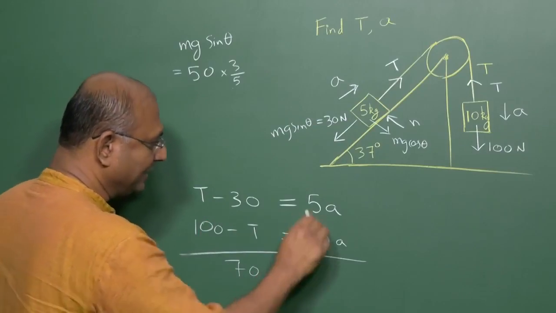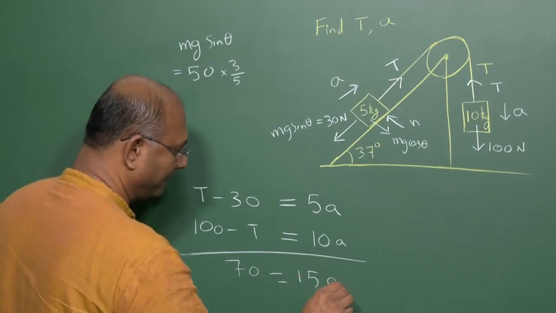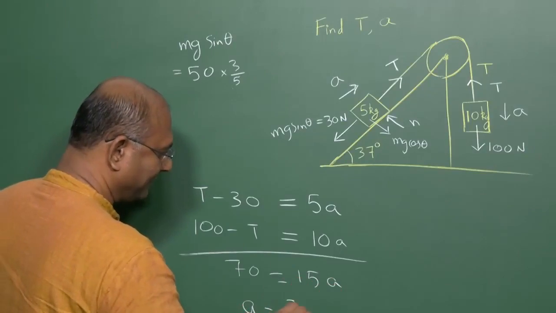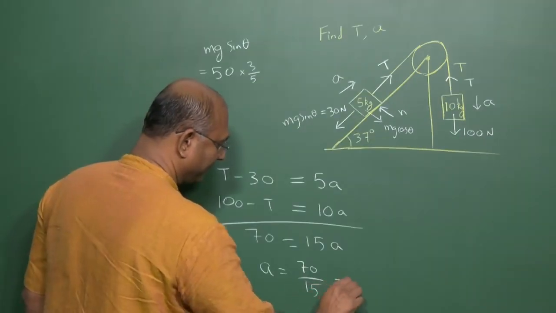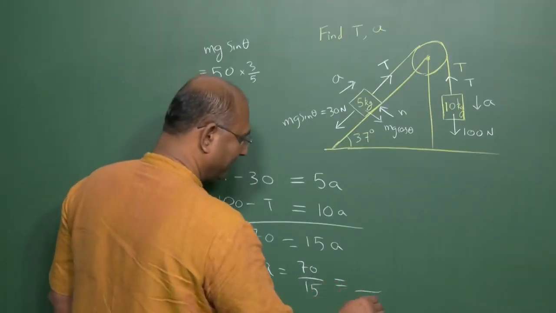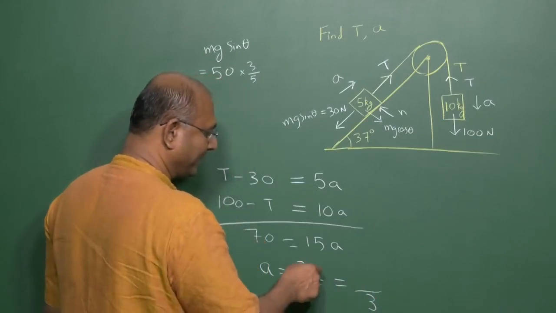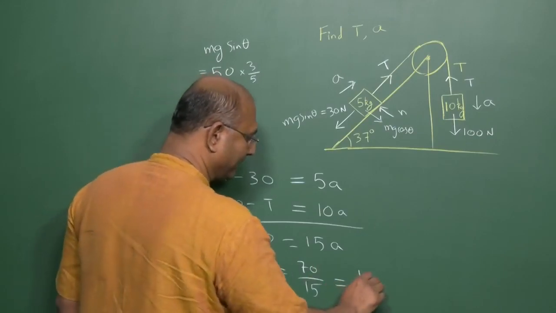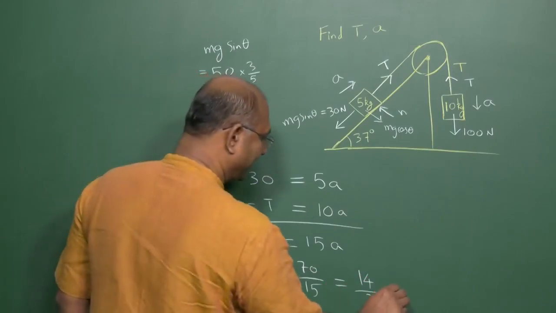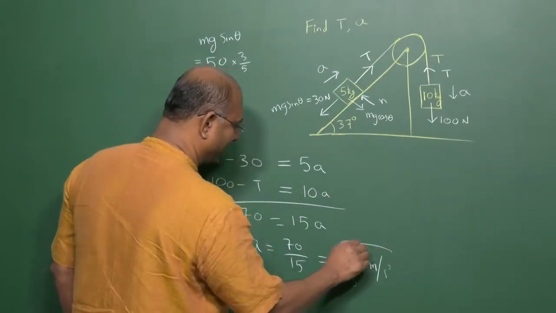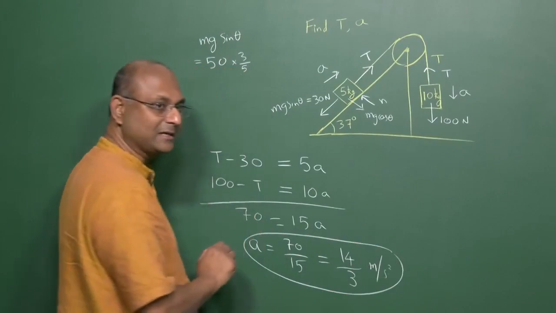So if I now just add these, you can see that the T cancels out, giving us 70 is equal to 15a. And so a is 70 by 15. Dividing by 5, we'll get 3 in the denominator. Dividing by 5, this is going to be 14. So 14 by 3 meters per second square, that is the acceleration.